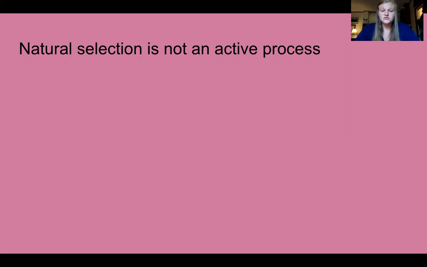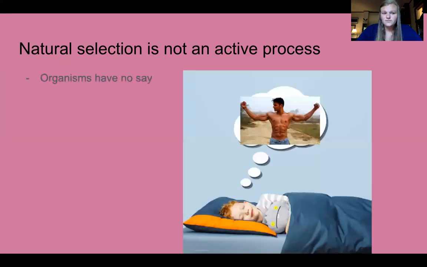Now that we know that natural selection happens because of those three things, there are some major pitfalls that we want to avoid when talking about natural selection. The first is talking about natural selection as an active process, that the organisms in some way are controlling how they evolve. They do not. The organisms have no say in what they come to be.